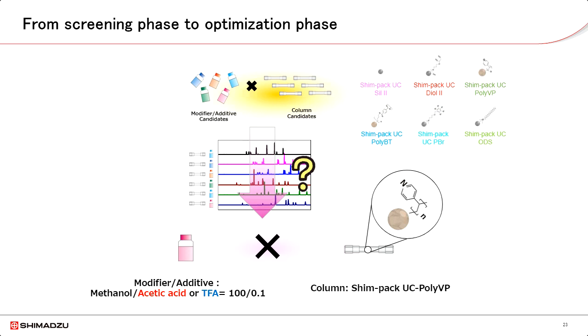So at this point, with minimal effort for configuring the screening of both our columns and our mobile phases, we now have a suitable result to move on to the optimization phase. As we move, we will be trying 2 different mobile phase conditions, methanol and acetic acid, or methanol and TFA, along with the Shimpack QC poly-VP column.